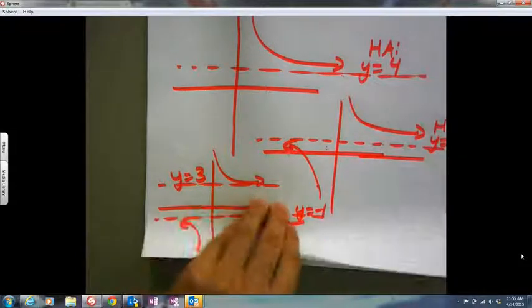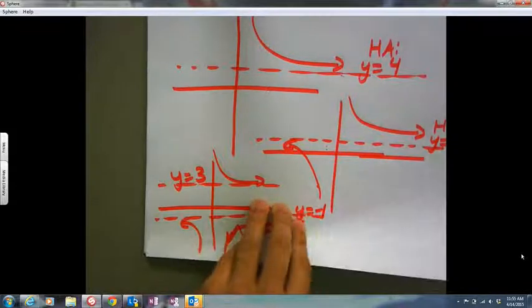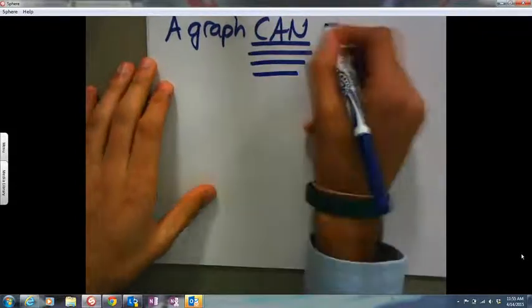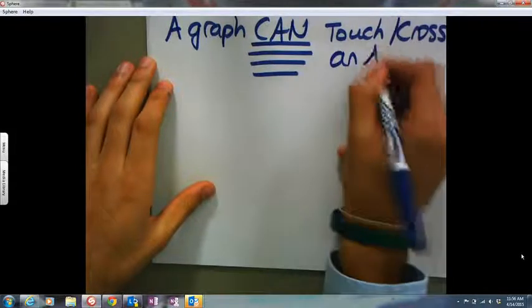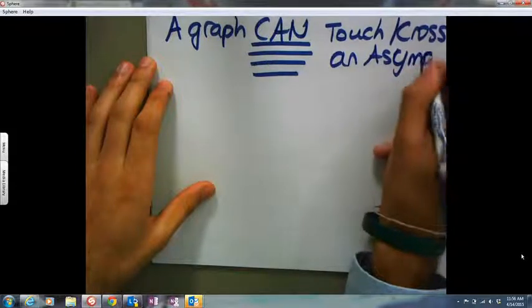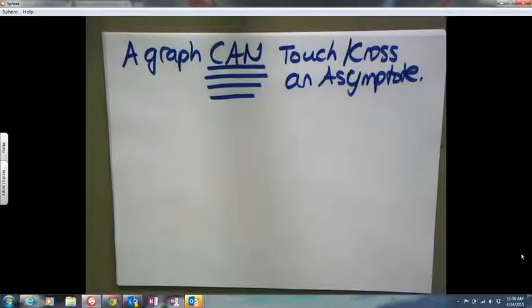Another important thing to remember about asymptotes, and this is something that you have been instructed incorrectly in the past. So I'm going to be very clear about this. A graph can touch or cross an asymptote. You have been told incorrectly in the past. I can almost guarantee in the past they said you cannot touch an asymptote. That's incorrect. This is totally legal.